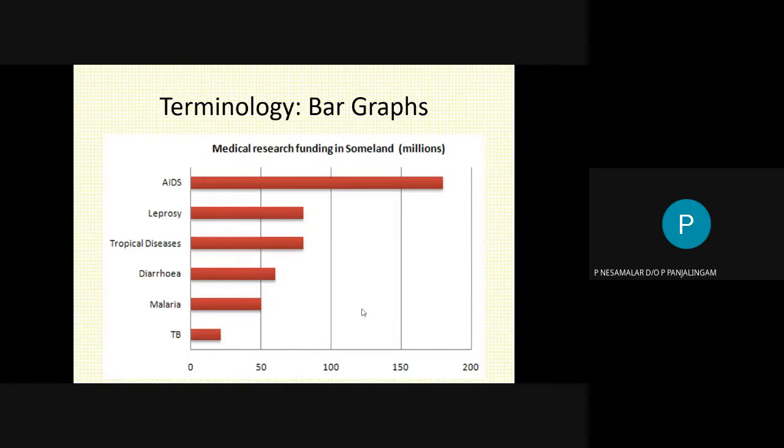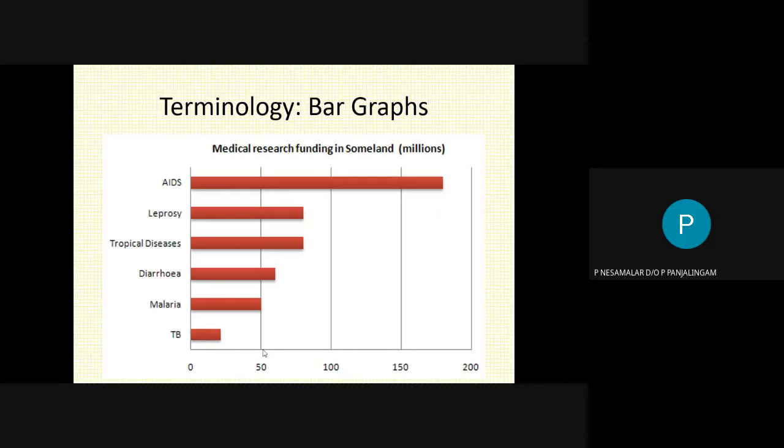Now this is also a bar chart, but you can see it is different from the others I showed you previously. The x-axis has the numbers, the y-axis has the names, and the title tells you medical research funding in Sunderland, and this is important, it gives you the word millions. So you look to the numbers here, not in the y-axis as in the previous charts. So when you write, you need to be careful to say 50 million or 100 million.